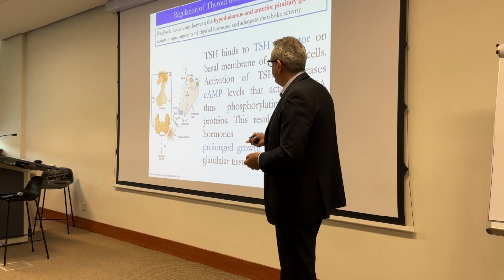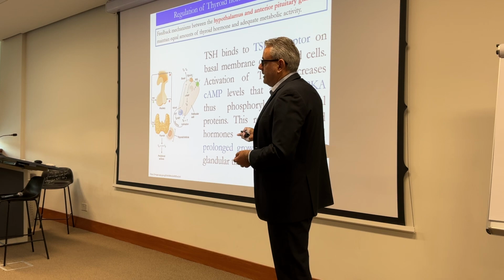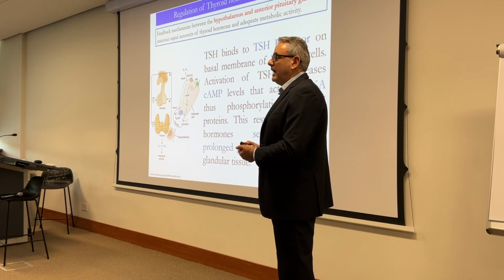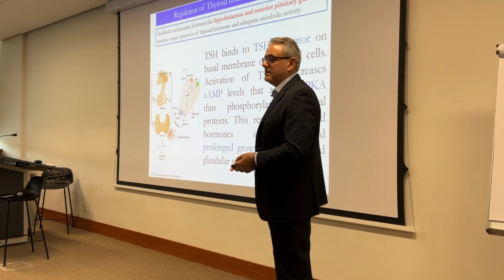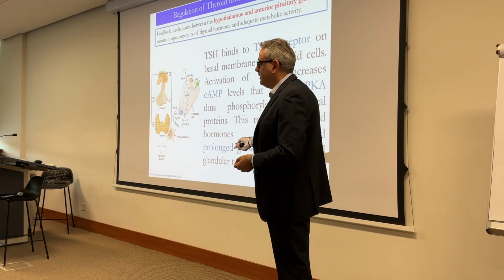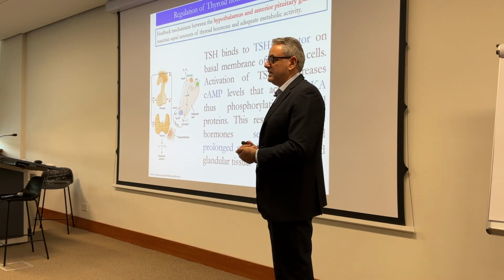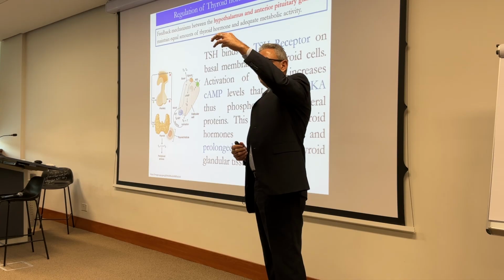Of course, the hypothalamus is above the pituitary gland. The hypothalamus also has another hormone, TRH, that binds on the pituitary gland cells, and it will activate the secretion of TSH. So the major regulator is the hypothalamus.